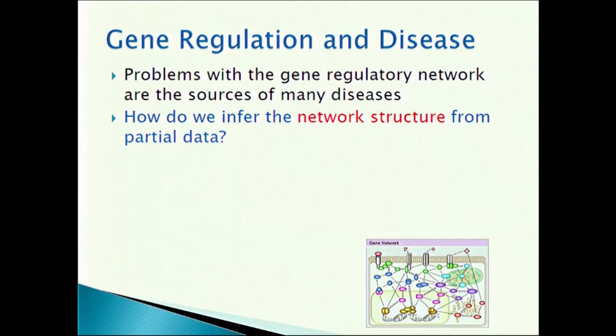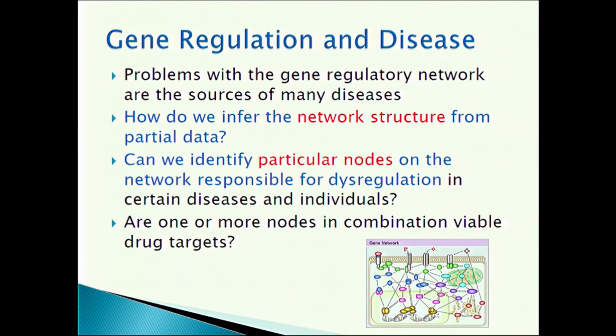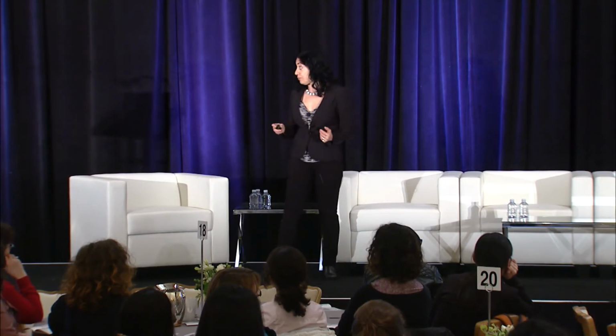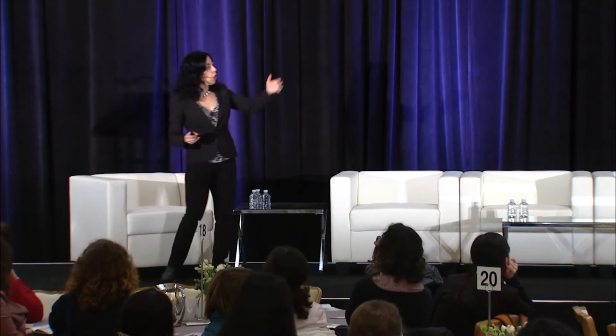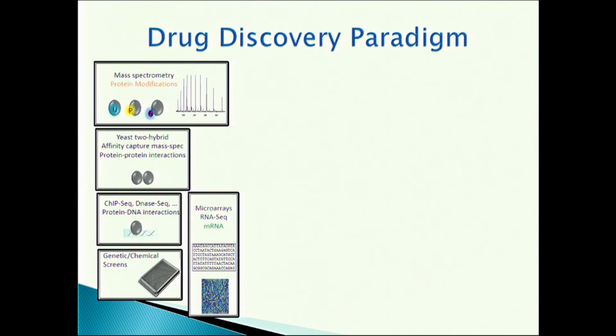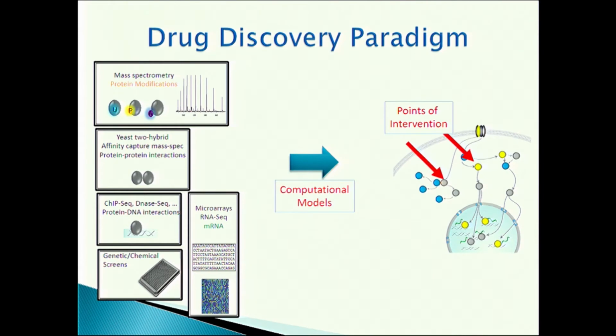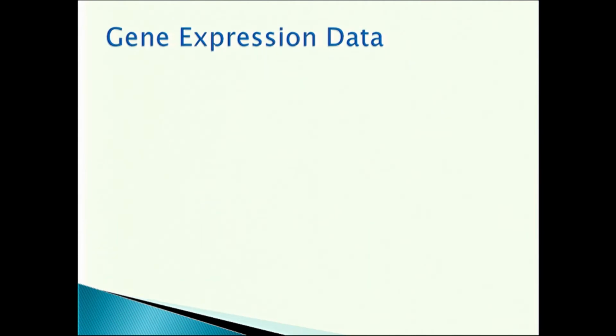Okay, so how do we infer the network structure, which is what we have to infer, from this very partial data? And also, can we identify particular nodes on these networks which are responsible for the dysregulation? And then try to have some of those be drug targets, try to modify those particular nodes and try to control the progression of that disease. So, the drug discovery paradigm: there are lots of sources of data. I'm going to be focusing for a cartoon schematic on microarray data, although I'm actually using more than just the microarray data. I put it into a computational model, and I get points of intervention. All computational biologists do this in different ways, so I'll tell you about the way that we've been doing it.